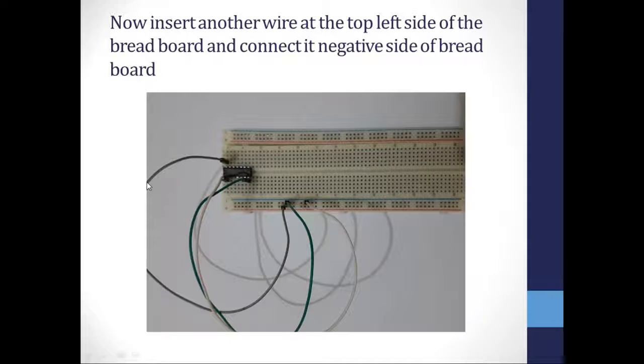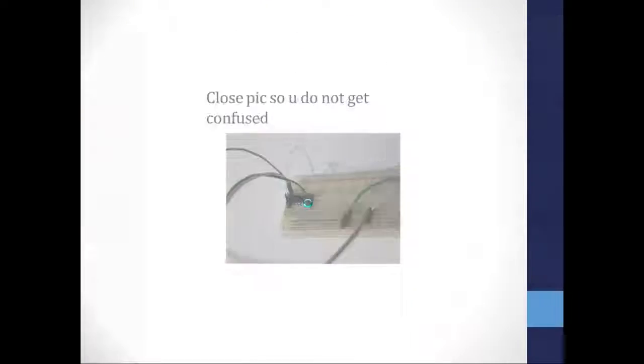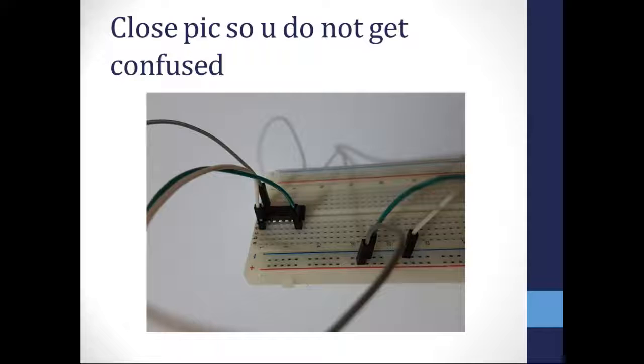Okay, now insert another wire at the top left side of the breadboard and connect it to the negative side of the breadboard. You see, the white wire is connected here and here to the negative side of the breadboard. Here is the close picture of it. Just see, here I gave the positive, here the positive, and the negative with the negative. The white wire is basically the first input, and I connected it with the negative terminal, because according to the truth table, as I showed earlier, the first input is going to be 0.